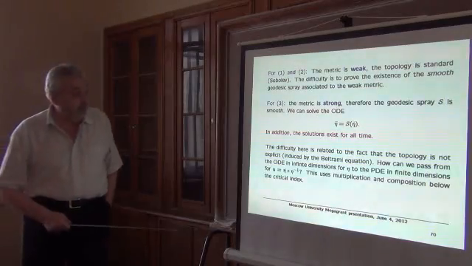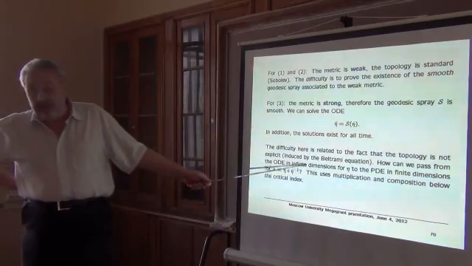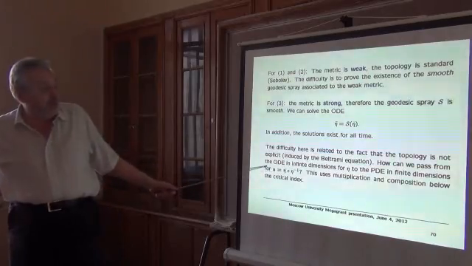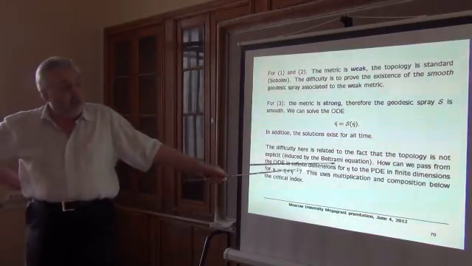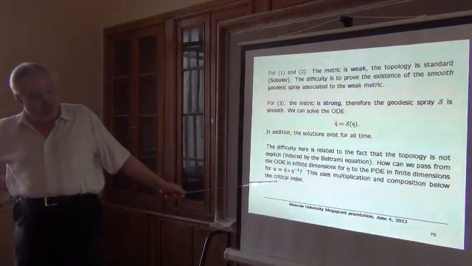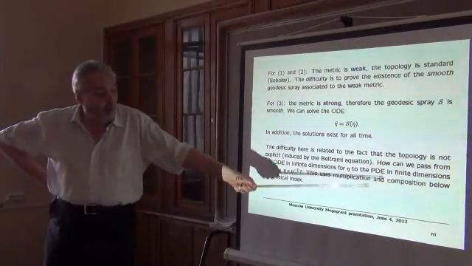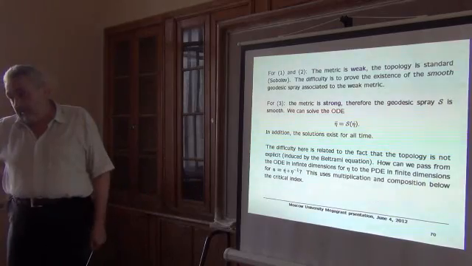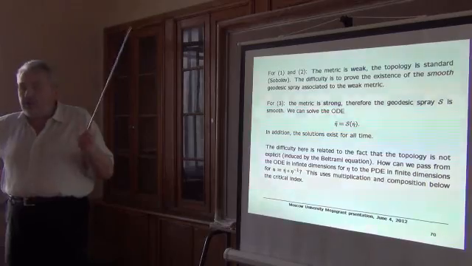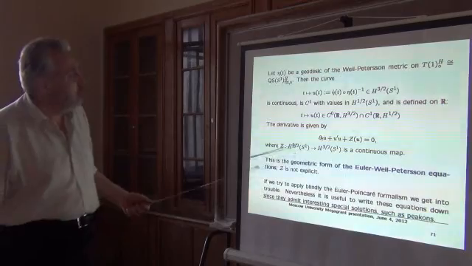This is wonderful. So the difficulty here is related to the fact that the topology is not explicit. Remember, it's induced by the Beltrami equation. Can't really work with it. How can we pass from the ODE in infinite dimensions for eta to a PDE in finite dimensions for the Eulerian velocity? This is the question. And that again uses multiplication and composition below critical index. So the same difficulty that appeared before appears again here. So you use the same type of analysis that you did once.